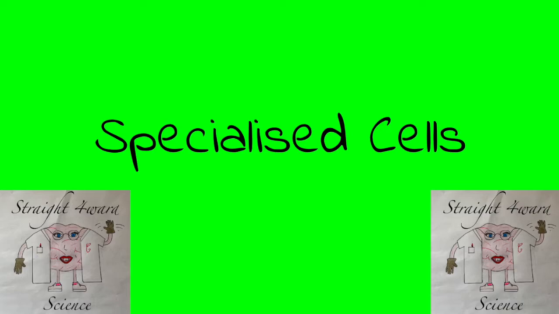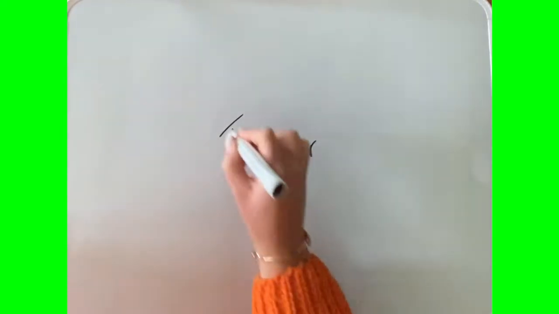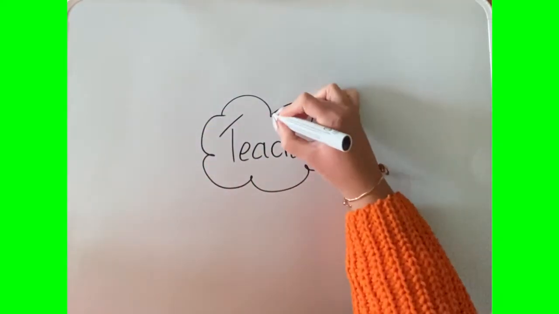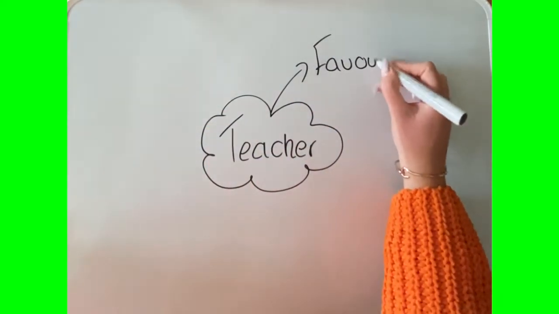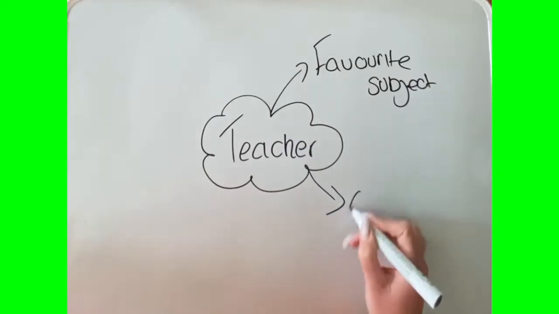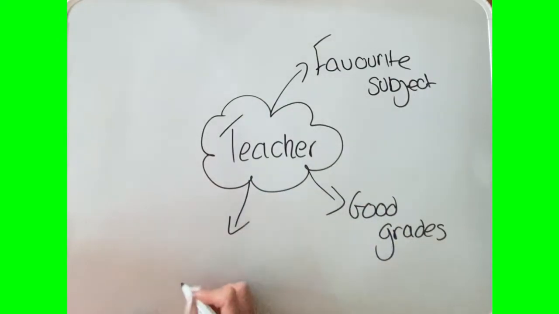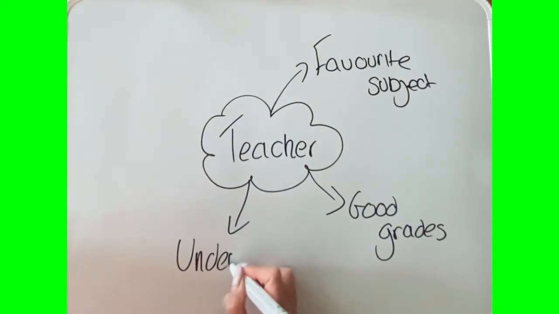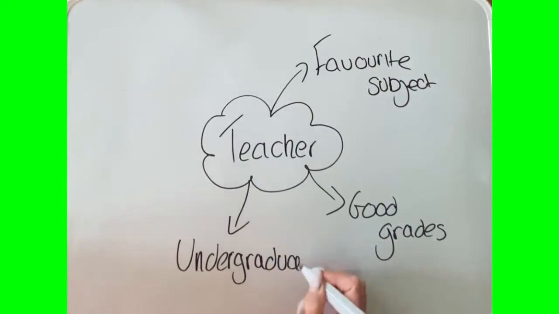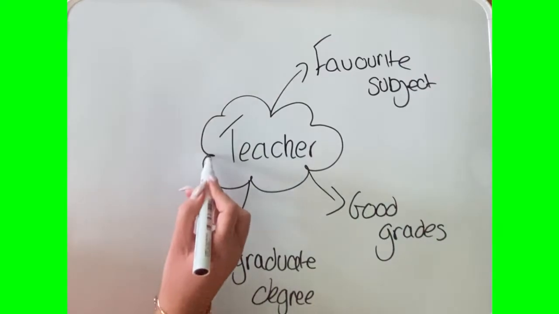Let's begin. Before we think about cells and what a specialised cell is, I want us to think about a job a person might do. For example, I am a teacher, and to become a teacher I had to achieve some goals. I had a favourite subject at school, which was of course science. I achieved good grades at school. I then went on to do my undergraduate degree. I then completed my PGCE and then completed my NQT year, thus making me a qualified science teacher.